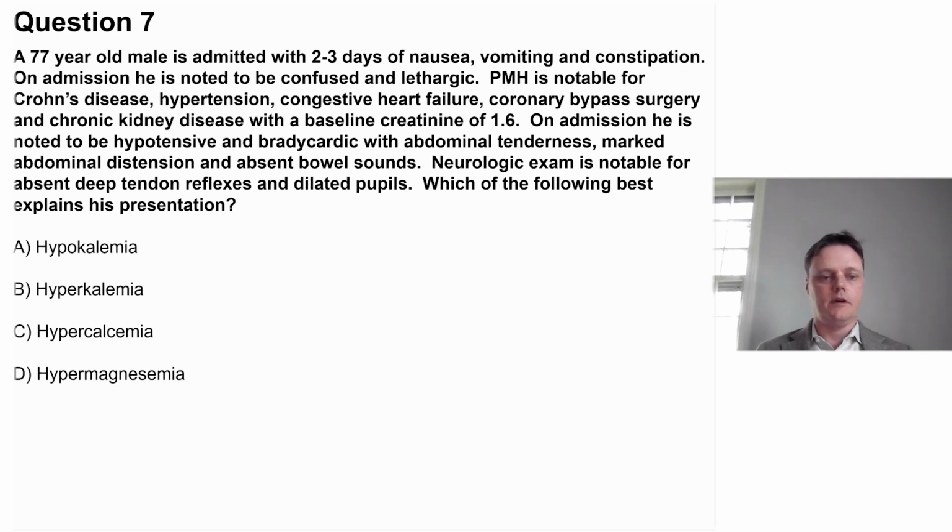Hypokalemia, hyperkalemia, hypercalcemia, and hypermagnesemia. The answer here is hypermagnesemia.